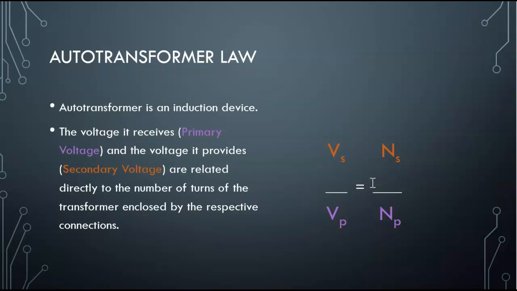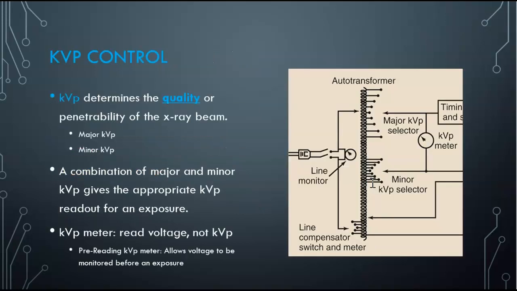All right. So we look here, we got the KVP control. KVP determines the quality or penetrability of the X-ray beam. So there's KVP minor and major. A combination of major and minor KVP gives the appropriate KVP readout for an exposure. The KVP meter is a read voltage and not KVP. Pre-reading the KVP meter allows voltage to be monitored before an exposure. So you can see the meter right there.